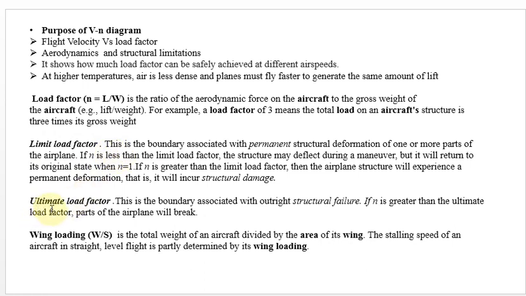Next one, the ultimate load factor. The ultimate load factor is the next level of load factor. This is a boundary associated with outright structural failure. If n is greater than the ultimate load factor, parts of the airframe will break. In the limit case it can come back to the original state, but here there is no possibility.